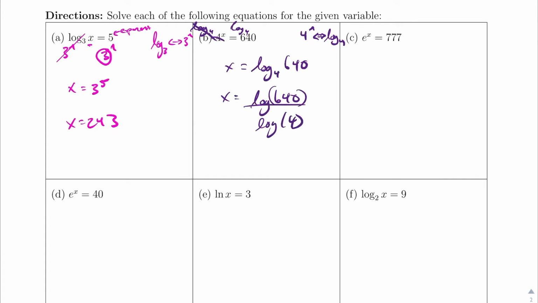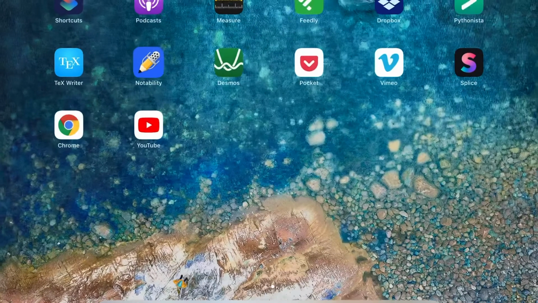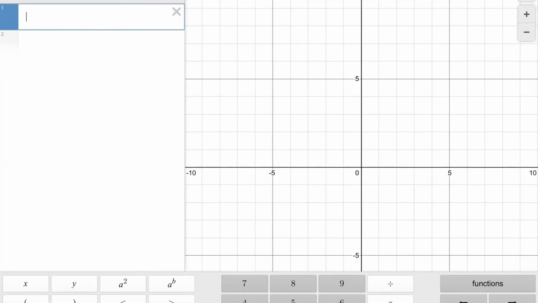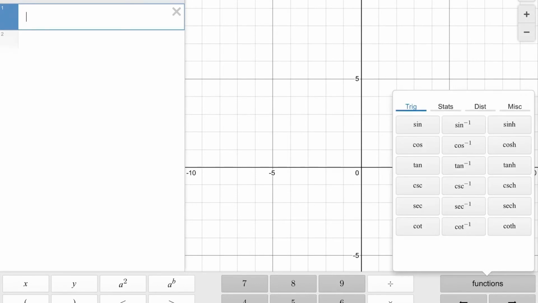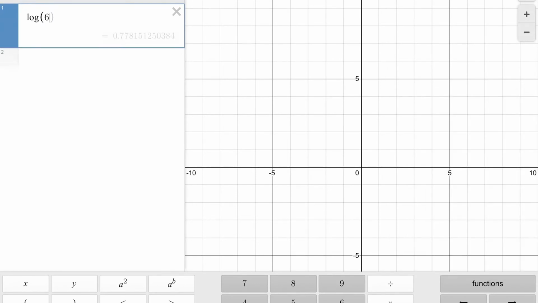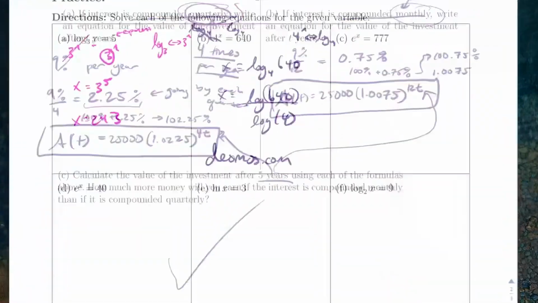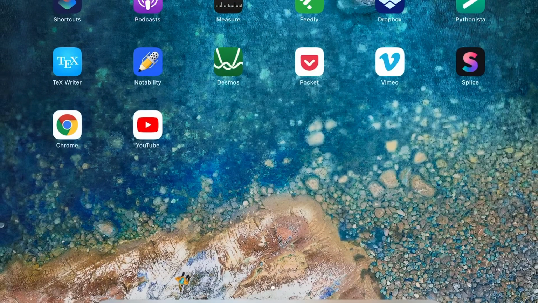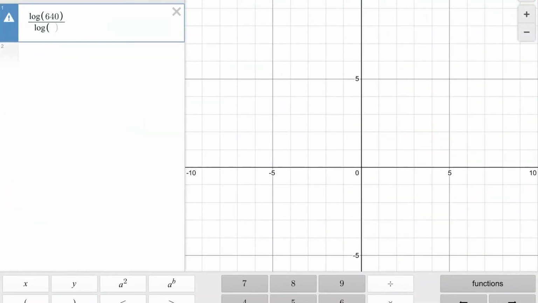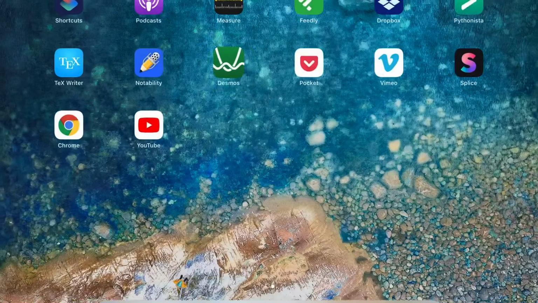If you don't have a calculator at home, you can use Desmos to do all of these calculations. So you would go to desmos.com, and your calculations should look exactly like this. Functions, miscellaneous, log 640 divided by functions, log 4. So 4.66.